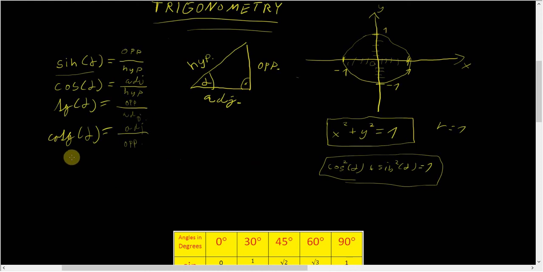Now, the graph of sine alpha looks something like this. So, if alpha is 0, then sine is 0. You can see that here quite clearly. And sine is 1 at the point pi over 2, and I'll show you why.